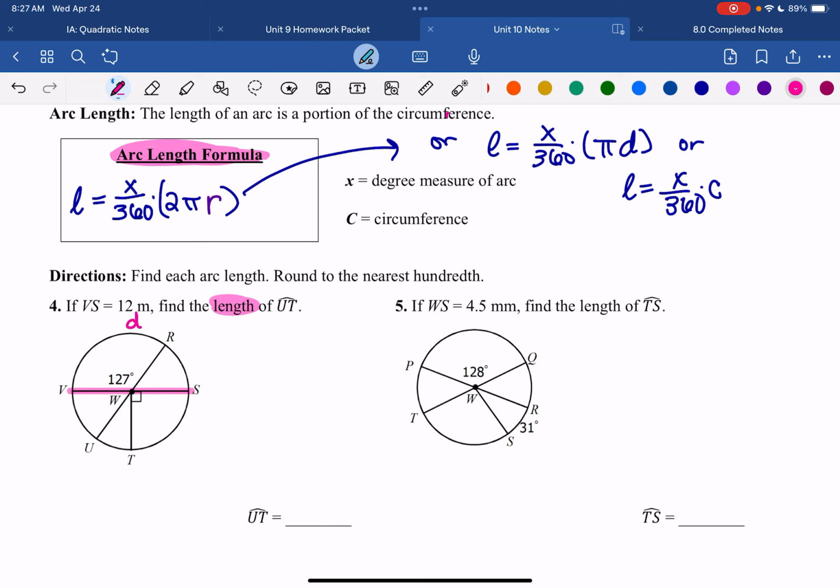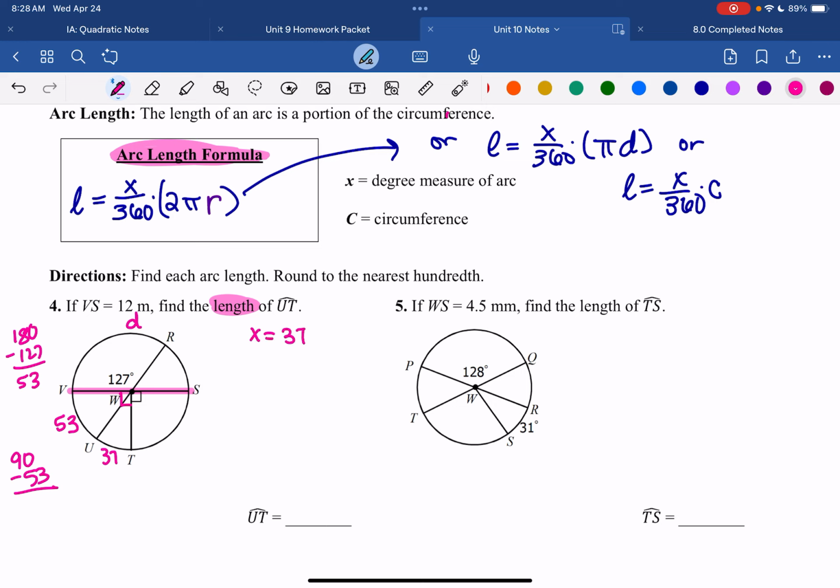So UT, well, we got to do a little bit of math here. So remember, this is 180. So we're going to do 180 minus 127. That gets us this little bit here is 53. But if this is a 90, then this is also 90. So to find UT, so we did 180 minus 127 to get us to 53. Now we're going to do 90 minus 53 to get us UT. So this is 37.